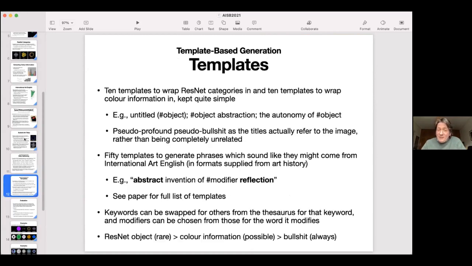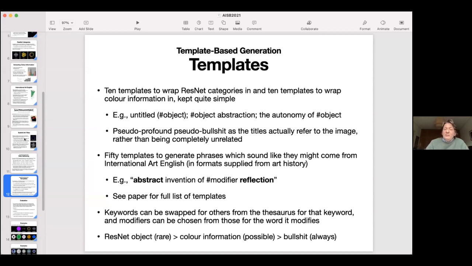This is not particularly technical work, so the templates were very straightforward. I had 10 to wrap ResNet categories in. These are the objects which are seen by the machine vision systems. I had 10 templates to wrap color information in, and I kept it quite simple in order to not obfuscate what has been seen in them. So these are only pseudo bullshit and not entire bullshit because they actually refer to the image rather than being completely unrelated.